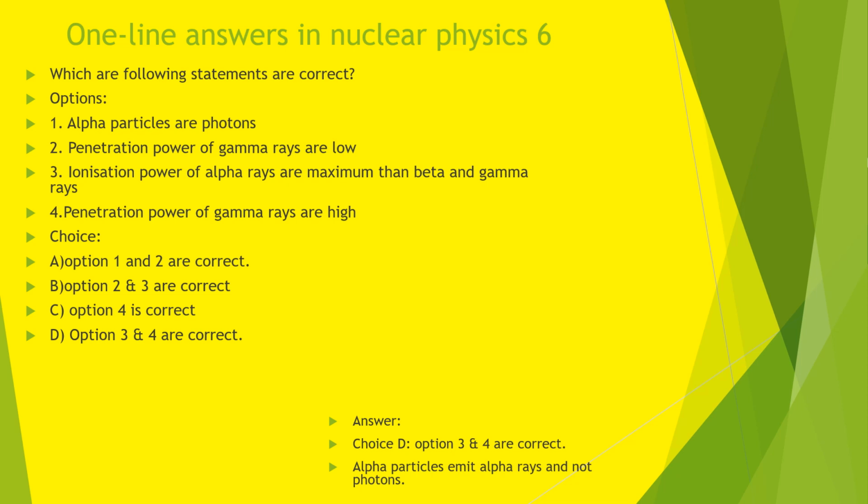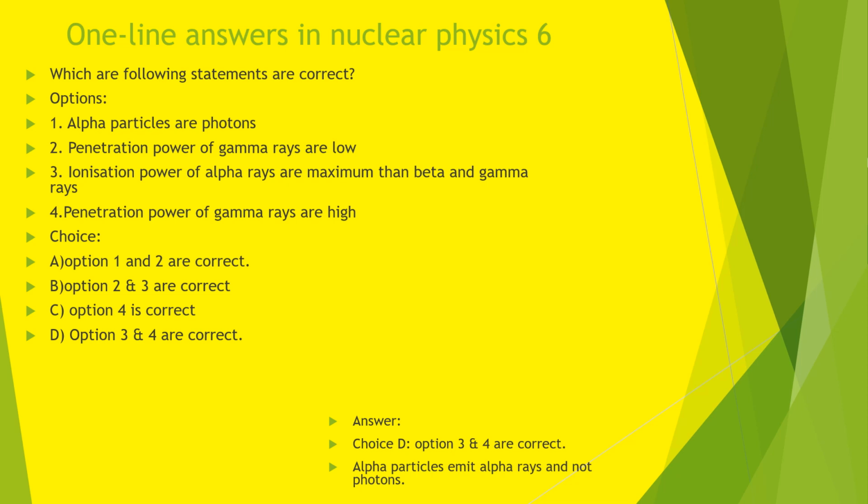Which of the following statements are correct? Number 1, alpha particles are photons. Number 2, penetration power of gamma rays is low. Number 3, ionization power of alpha rays is greater than that of beta and gamma rays. Number 4, penetration power of gamma rays is high.